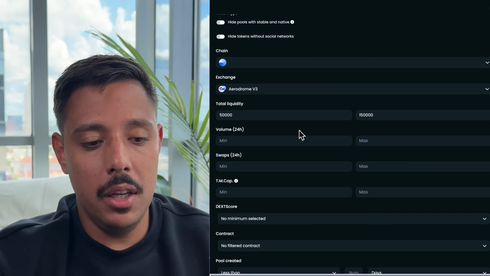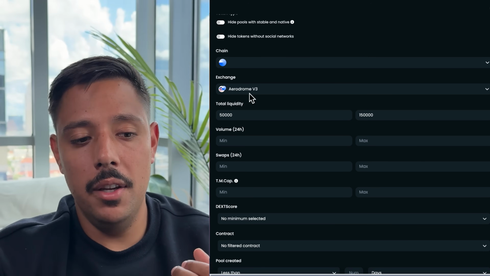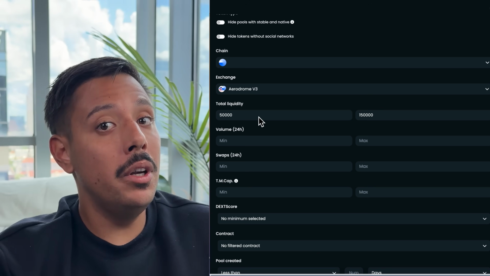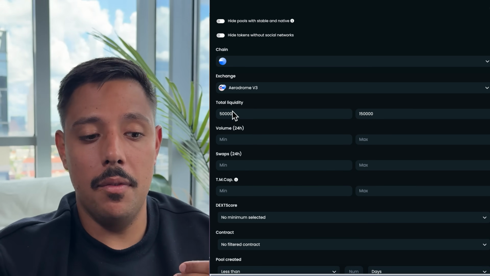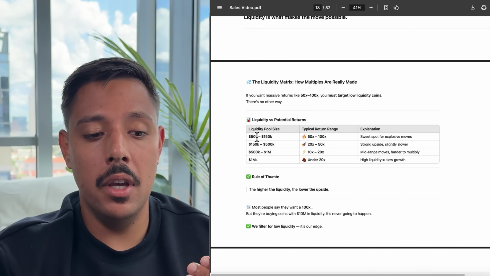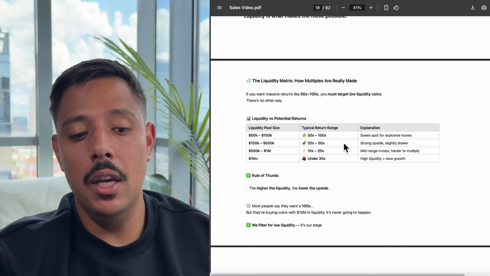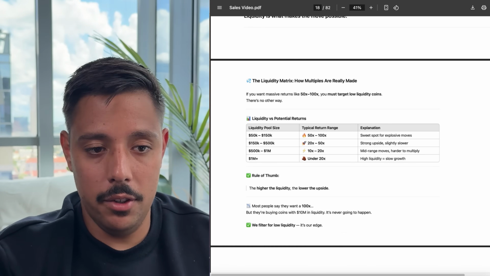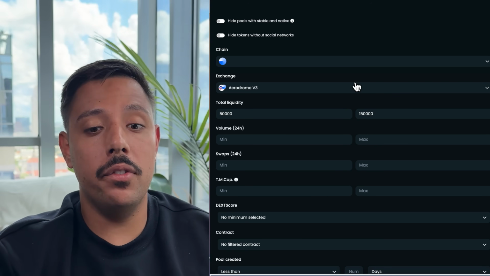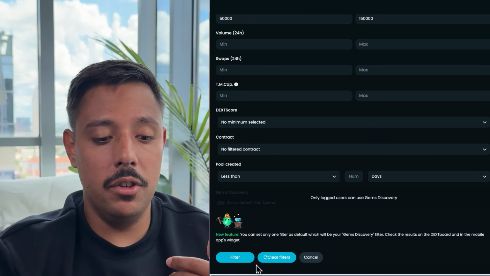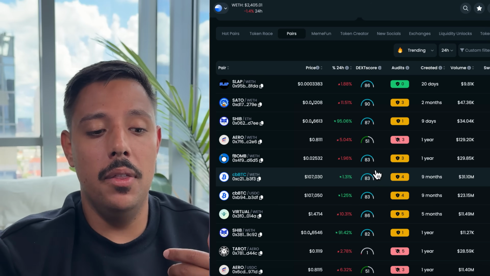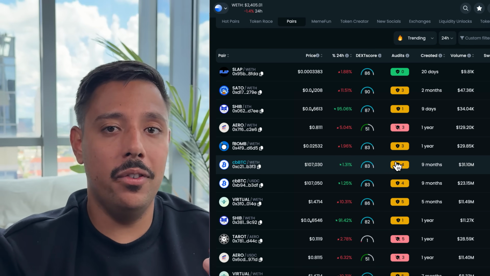Now, with that understanding, it allows us to put the liquidity filter, as you can see right here. So we got the chain, we have the exchange where all the liquidity is flowing. And then now we have 50K to 150K. Obviously, we're going for high risk, 50K to 150K, which is the 50 to 100X range, as you can see right there. So this will give us this high risk stuff. And now what we're going to do is we're actually going to click filter. And it's going to give us a list of coins that are in the parameters that I set.